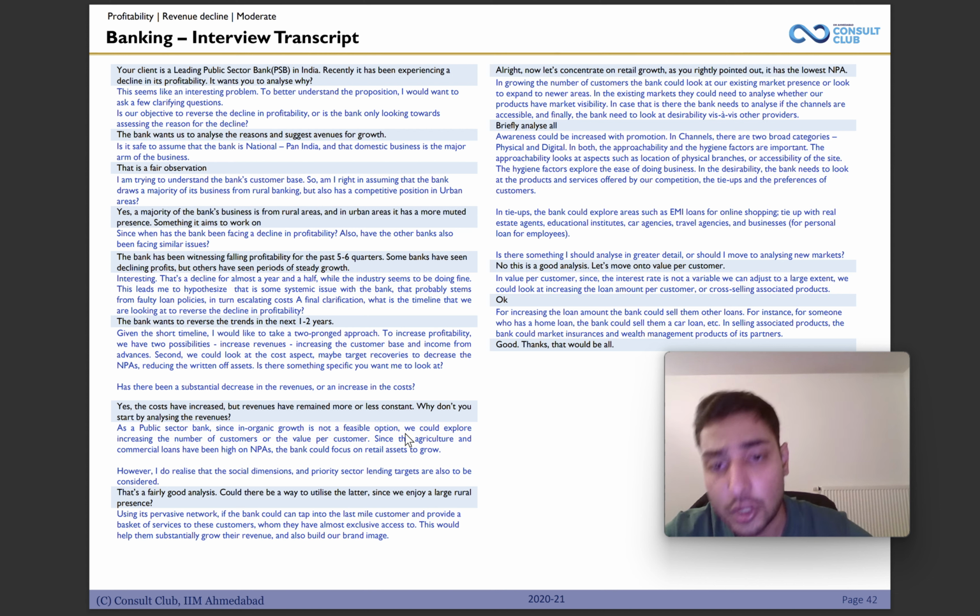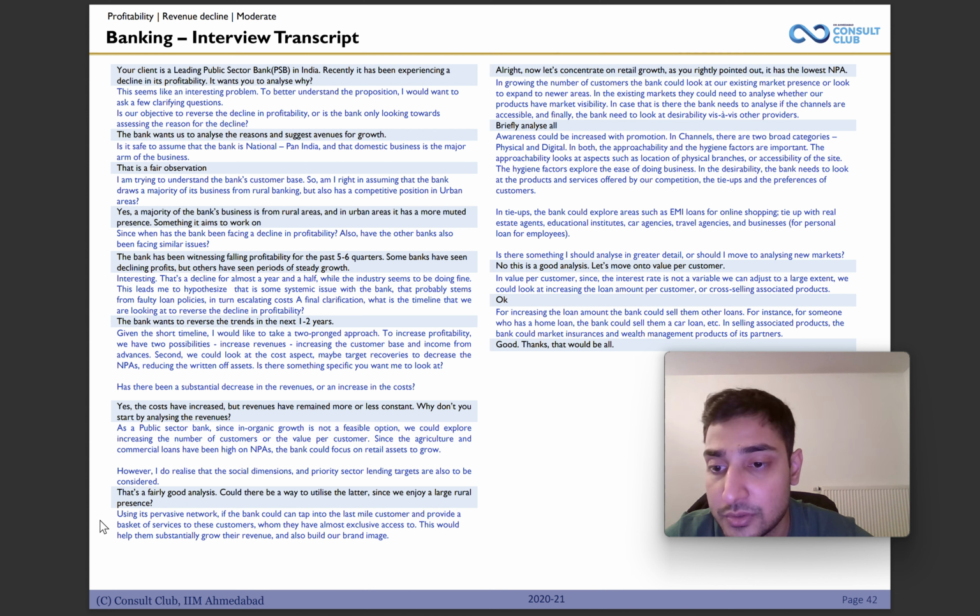Also, since the agriculture and commercial loans have been high on NPA, the bank could focus on retail assets to grow. However, I do realize that the social dimensions, the priority sector lending targets, are also to be considered. Okay, that's a fairly good analysis. Could there be a way to utilize the latter since we enjoy a large rural presence?